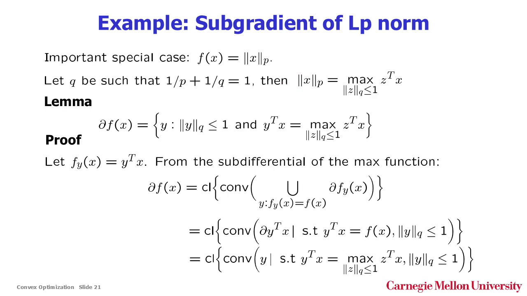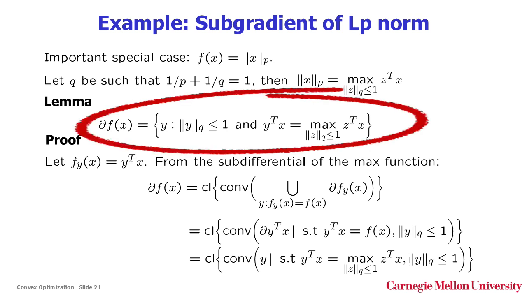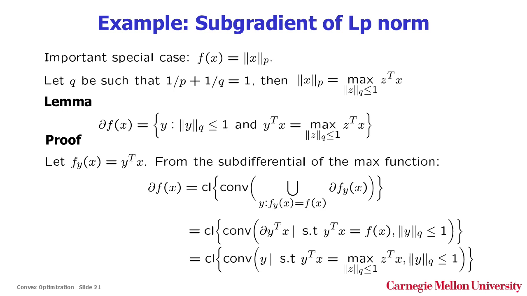Now we can prove that the subdifferential set of the Lp norm function f equals this set. This set contains all those y vectors whose q norm is less than or equal to 1 and y transposed x equals the maximum of z transposed x, where the q norm of z is less than or equal to 1. Let's prove this with those lemmas that we just discussed.